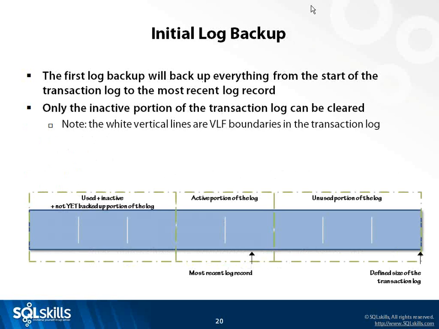So, looking at log backups in the context of the transaction log. In our log here, we have a very simple picture of a log. These white lines are the divisions between virtual log files in the log. We've got 3 virtual log files at the beginning of the log that have been used, and they're not being used for anything else, but they haven't yet been backed up.